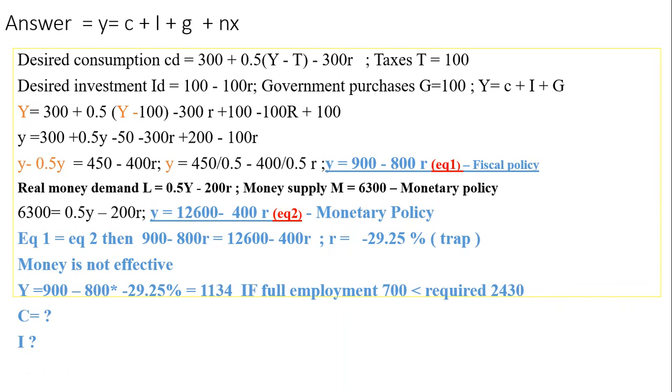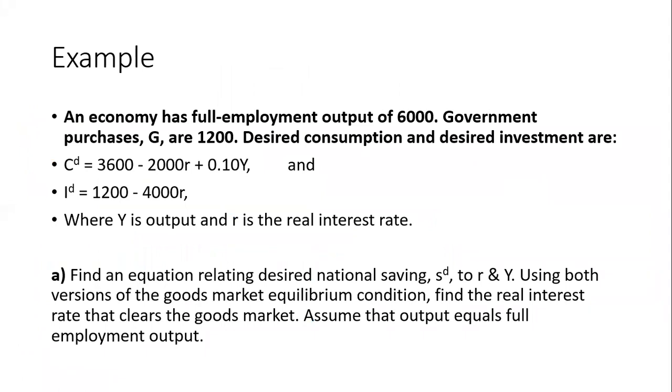But if the full employment is 700 and the required is 1,433, this is the typo, then we are not planning well. Looking for another example: an economy has a full employment output of 6,000 and the government purchases are given by 1,200. I'm going to do the same steps. So I will have 3,600 minus 2,000R plus 0.1Y. Here you will find that we don't have any taxes as in the previous equation. But if we look for the I, it's giving me the I here. Taking that into consideration, I have to add the 1,200.